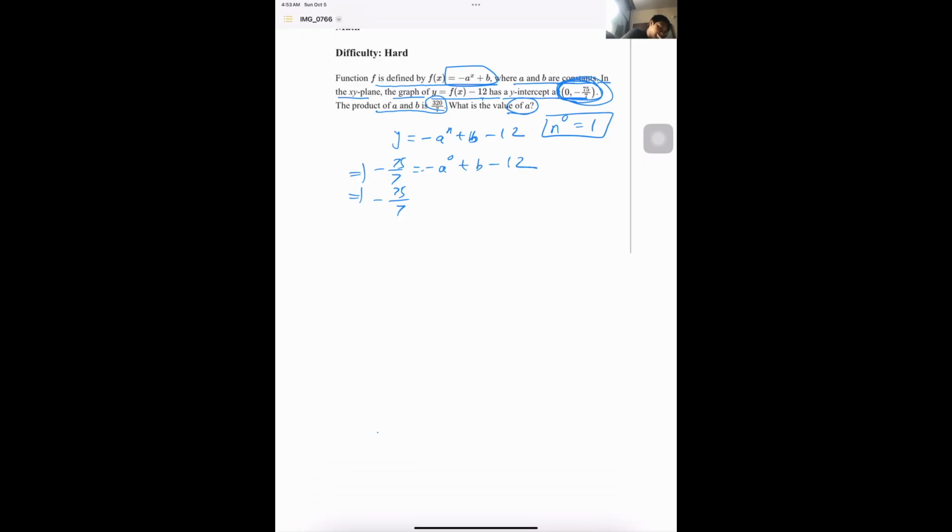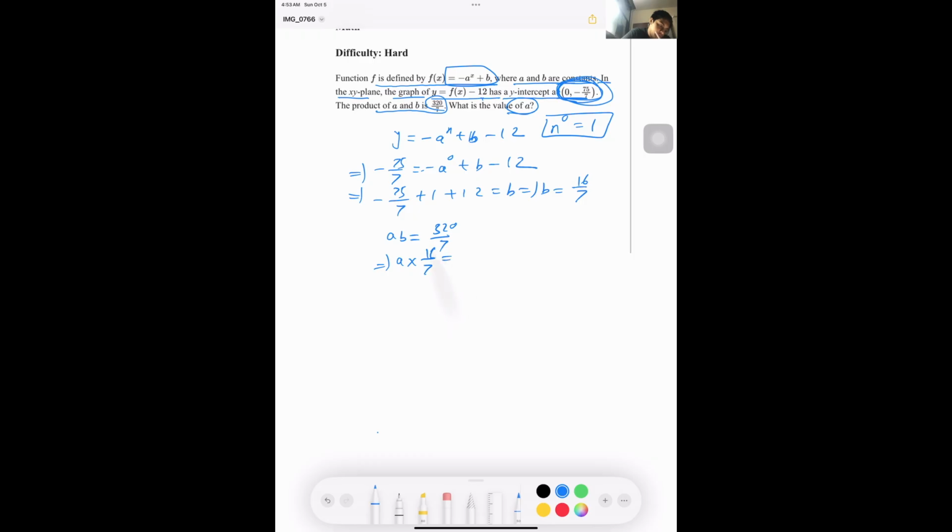So plus 1 plus 12 is b, or b is 7 plus 1 plus 12. I've just shifted it to the left hand side, and b is 16 by 7. Now ab is 320 by 7, or a into 16 over 7 is equal to 320 over 7. Cancel out, and a is 320 by 16. 320 divided by 16 is 20. So we found the value of a.